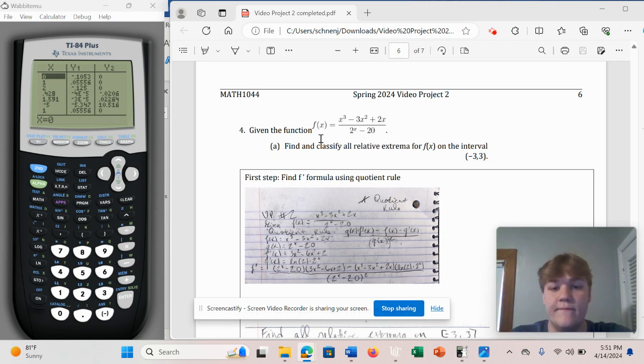So I was doing problem 4, since my last name starts with S, and this is going to be a long one, so it's pretty hard to squeeze in 6 minutes, so I'm going to have to go kind of fast. But given the function x cubed minus 3x squared plus 2x over 2 to the x minus 20, find and classify all relative extrema for f of x on the interval negative 3, 3.